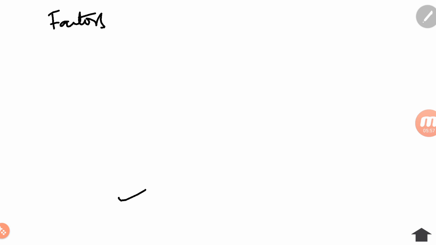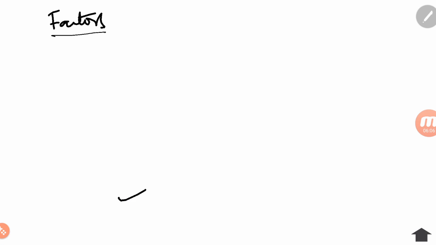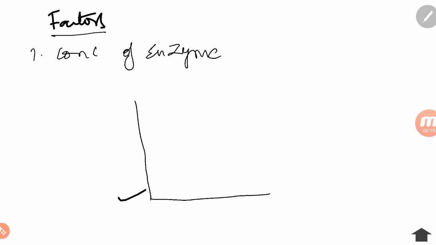The factors that are affecting enzymatic activity. Coming to the basic things, I just want to discuss the concentration of the enzyme first, because this is the one that's going to decide. If you take the relationship of the concentration and velocity, it's just like a straight line.